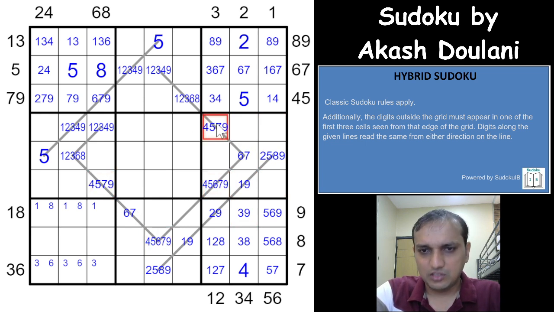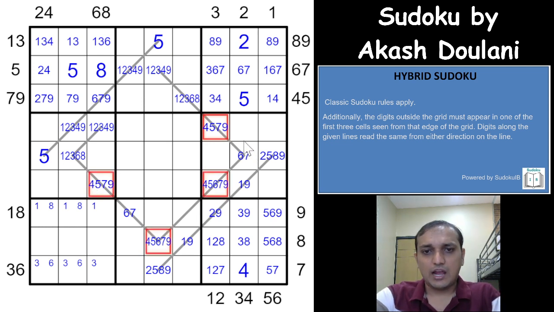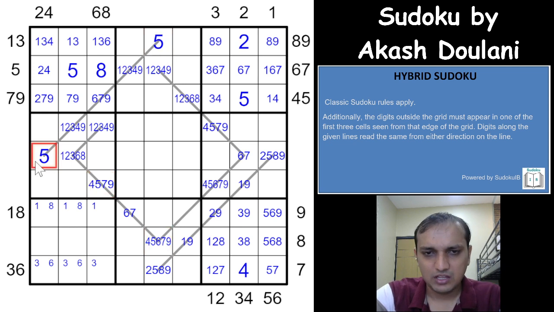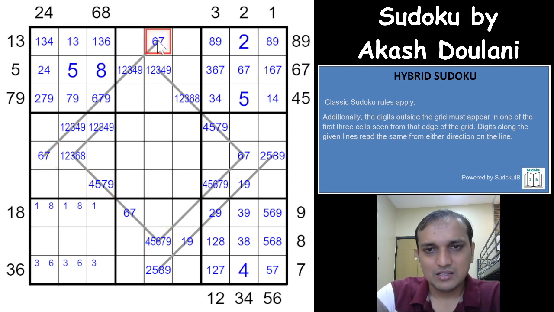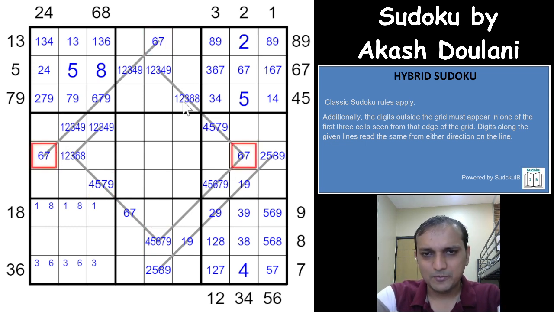So if it is here, it would be here. If it is here, it would be here. And if you see here, both the places for 5 are already ruled out from these two cells. So one of the 5s would have to be in one of these two cells, and both the cells are ruled out because of the 5s here. So this cell cannot be a 5. This is still one part of the logic. You get a 6 7 pair here.